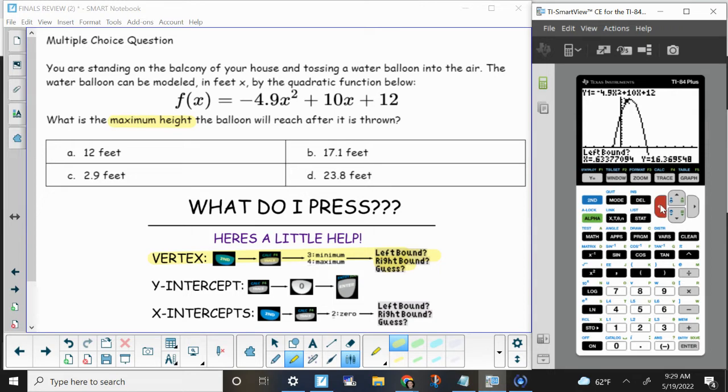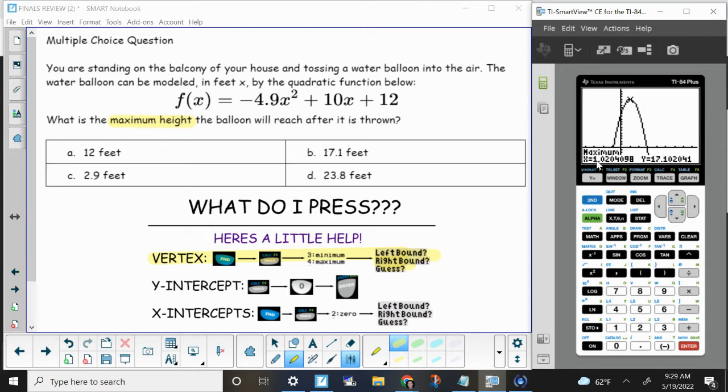Now it's asking me for the left bound, so I'm going to go to the left side of my vertex. Doesn't matter really where, just make sure that it is on the left side. I'm going to hit enter, and now it's asking me for the right bound, and I'm going to go past the vertex on the other side. Just doesn't matter really where. You can go down, you can go up. Just make sure that it is past the vertex. I'm going to hit enter, and then it's going to say guess, and I'm going to hit enter again, and two values are going to pop up at the bottom of the screen.